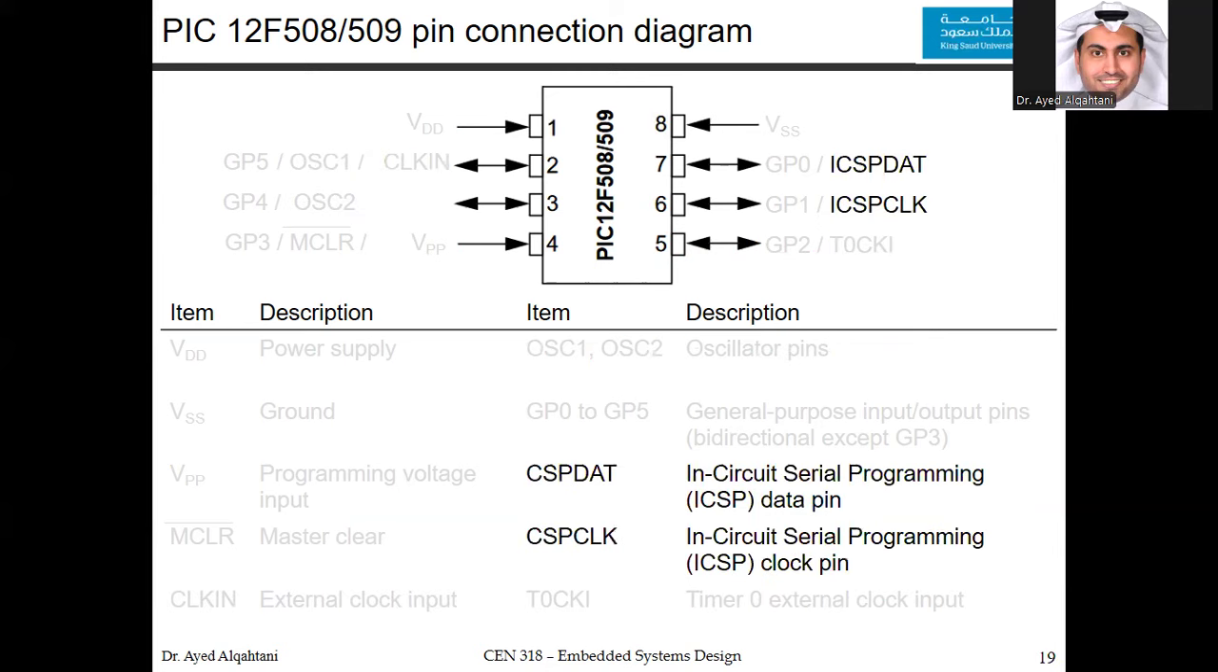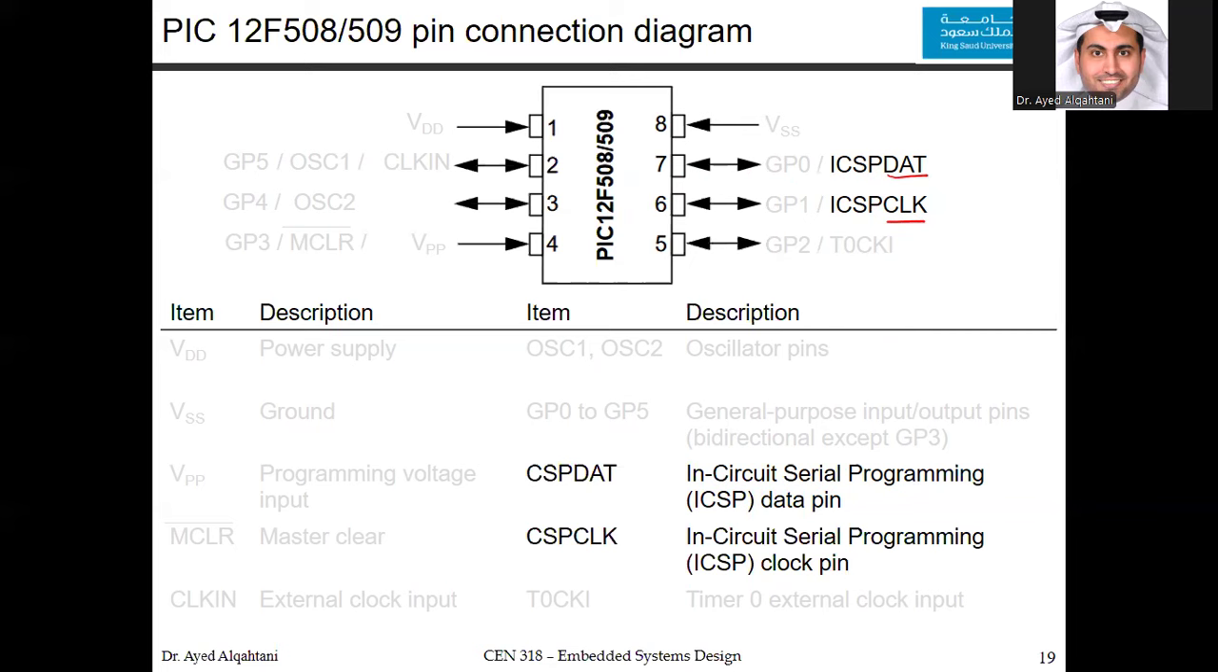More pins. We have the in-circuit serial programming, or ICSP. We have the data and the clock pins. We use this for programming the PIC, for programming PIC12. So now we know those pins and the functionality of these pins.